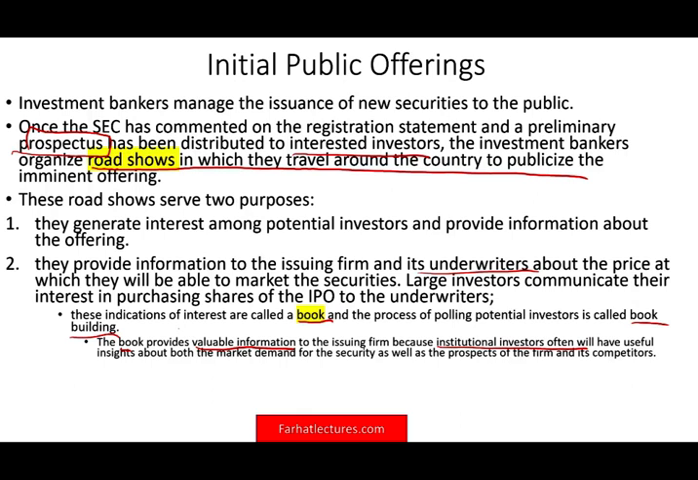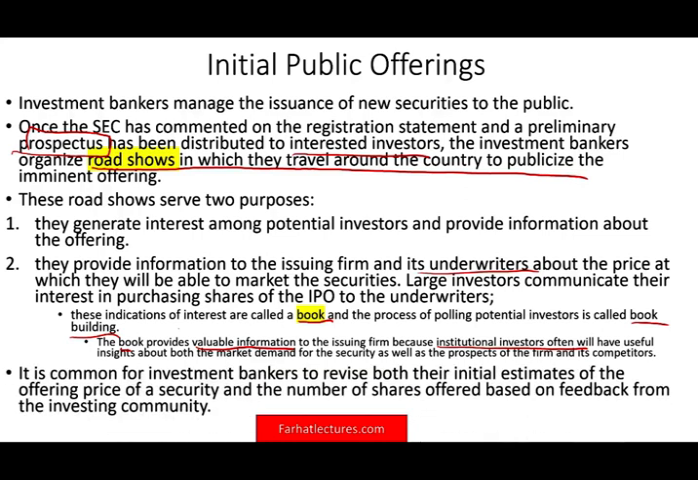Now they understand your business. At this point, they're going to make a decision. If they like your business, they're going to say, okay, we'll buy at 32 and we want to buy 500 million shares. Some other company says, well, we'll pay 25, we'll buy 100 million shares. So you'll start to have an idea of the demand in the market. Those are valuable signals for the underwriters as well as the company. They will know how much interest the public has in them.